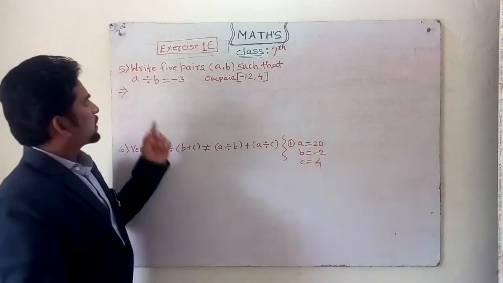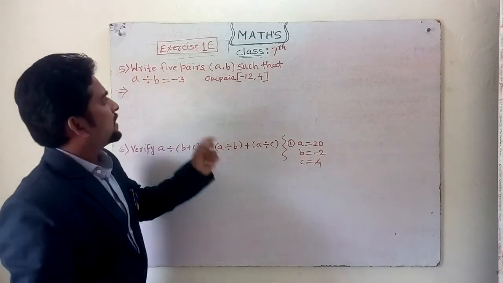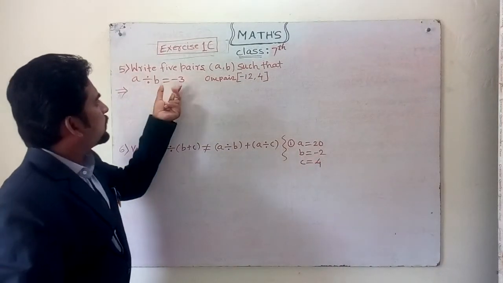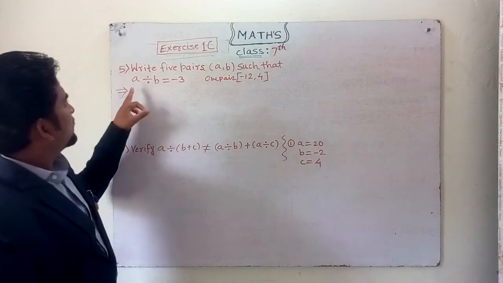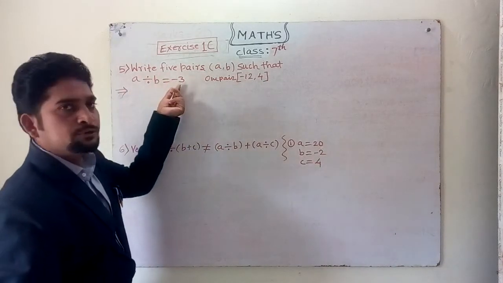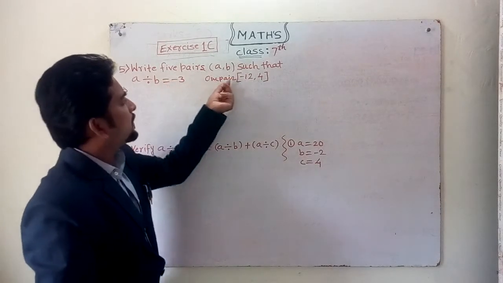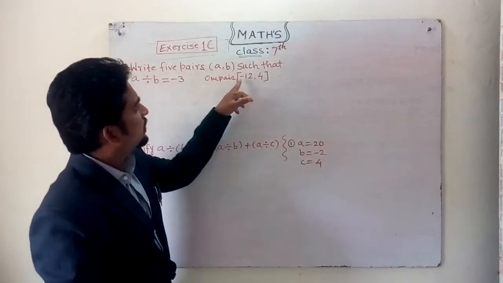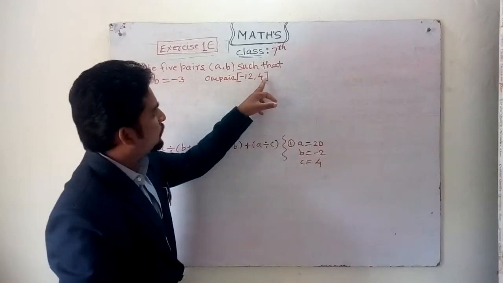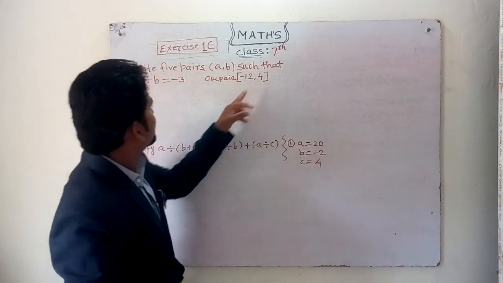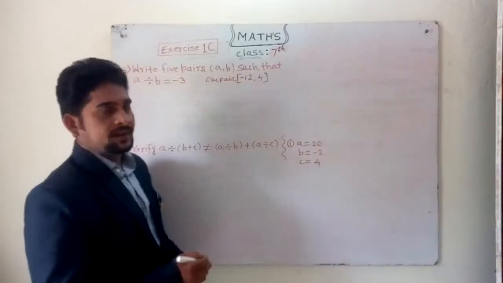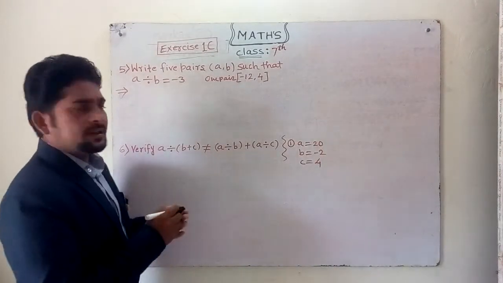In question number 5, write 5 pairs A and B such that A divided by B is equal to -3. If you divide A by B, then the answer should become -3. One pair in the examples they have given is -12 comma 4. See, -12 divided by 4, the answer will be -3. Like this, 5 pairs we have to write. Any 5 pairs you can make.